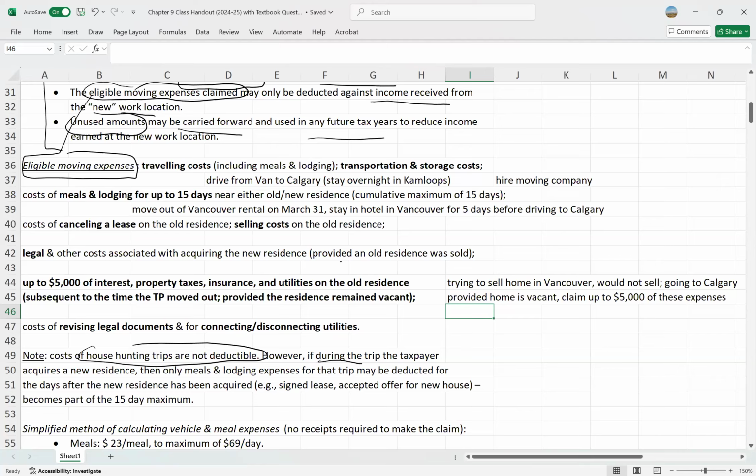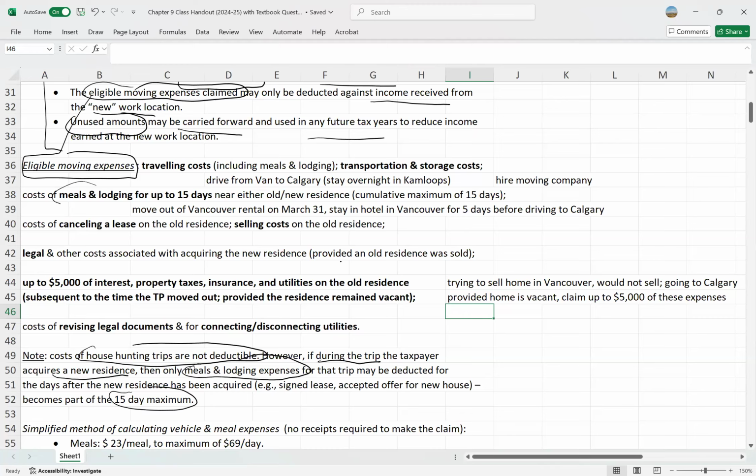If during this house hunting trip, you actually acquire a new residence. Now that could be you sign a rental lease or you sign an agreement to buy a new property. So as long as you acquire a new residence, either you confirm a new rental or you actually confirm a house purchase, then the days after you acquire the new residence, the meals and lodging expense would qualify as part of your moving expenses, but the meals and lodging become part of that 15-day maximum.